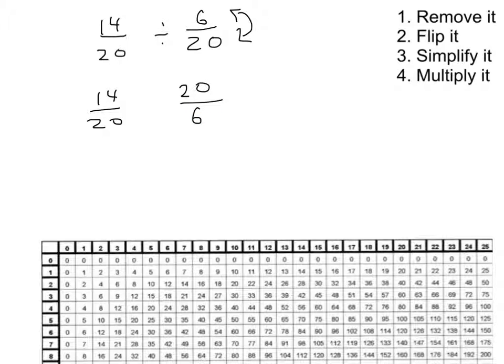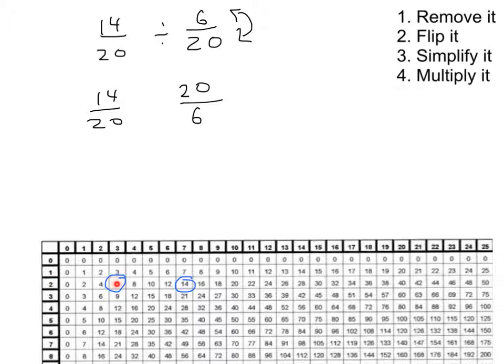So what's one number that goes into both numbers equally? Well, let's have a look at the times table. We need to find the numerator and the denominator in the same row or the same column. And if we have a look, we can see that there is a number 6 here and a number 14 there. So we've got the denominator and the numerator in the same row, which is the multiples of 2.